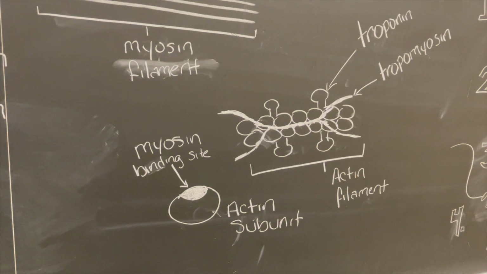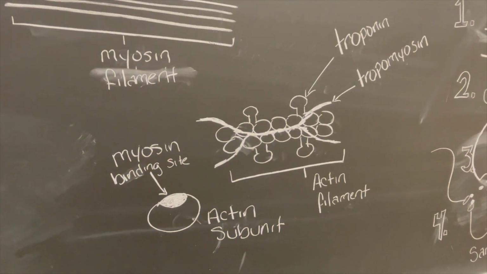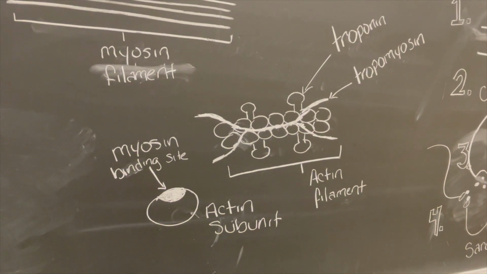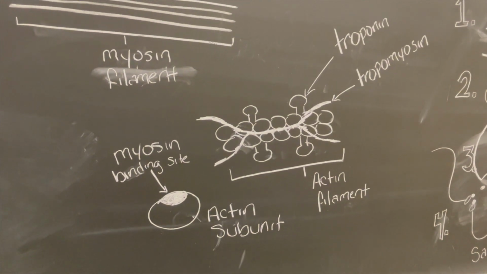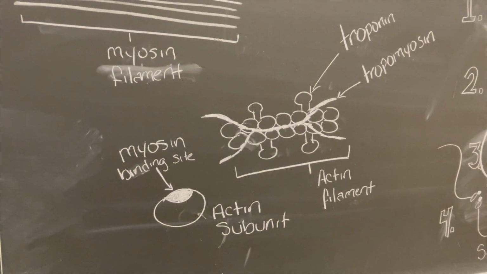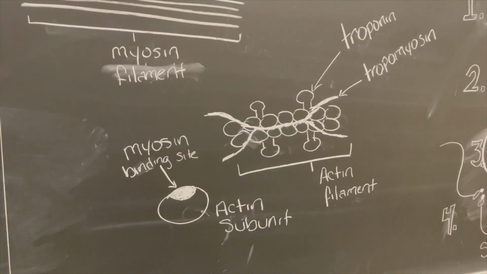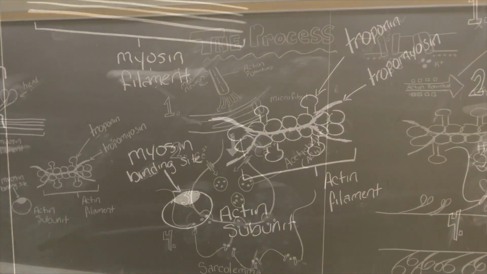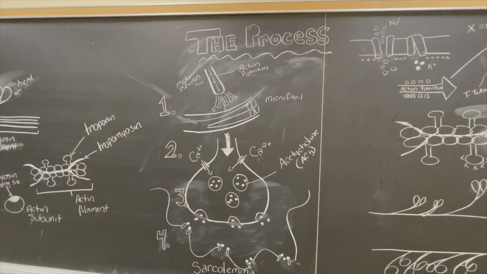On the actin filament, you have the tropomyosin, which is a long structure whose function is to block the myosin binding sites found on the individual actin proteins, and troponin, which is a protein that holds tropomyosin in place. Now let's talk about the process.